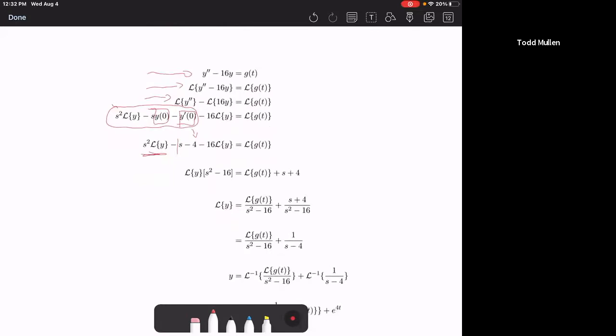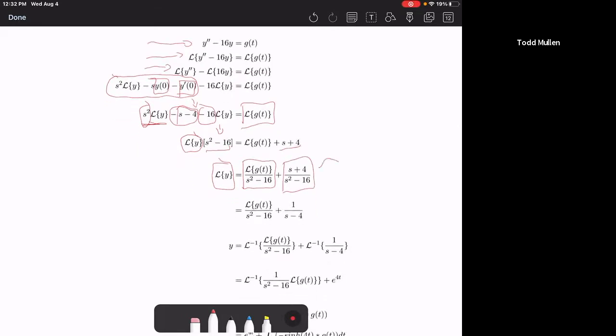So moving forward, we're going to get this Laplacian of y factored out. So Laplacian of y was multiplied by s squared minus 16. So that's what's inside your brackets there. On the right, we still have the Laplacian of g, and we've moved over these other bits, this minus s and this minus 4, as plus s and plus 4. So dividing both sides by s squared minus 16, we can finally isolate the Laplacian of y. And on the right, we have the Laplacian of g divided by s squared minus 16 plus s plus 4 divided by s squared minus 16.